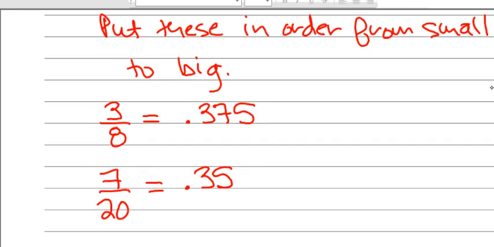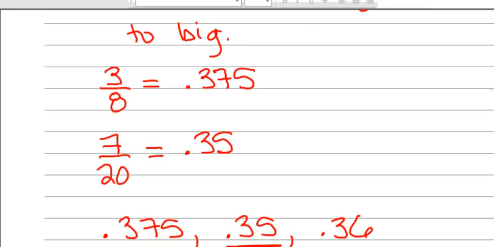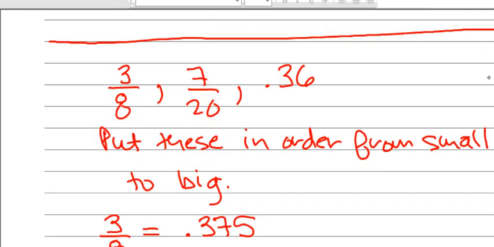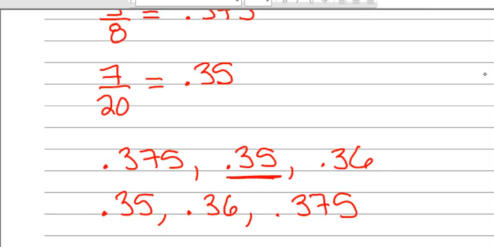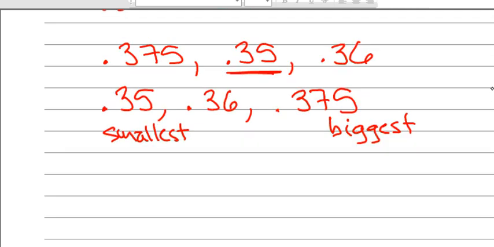So they want you to take a look at fractions. Whoops, there they are. You changed them over to decimals, and then put them in order from smallest to biggest. It's not too bad, especially if you do it on the calculator.